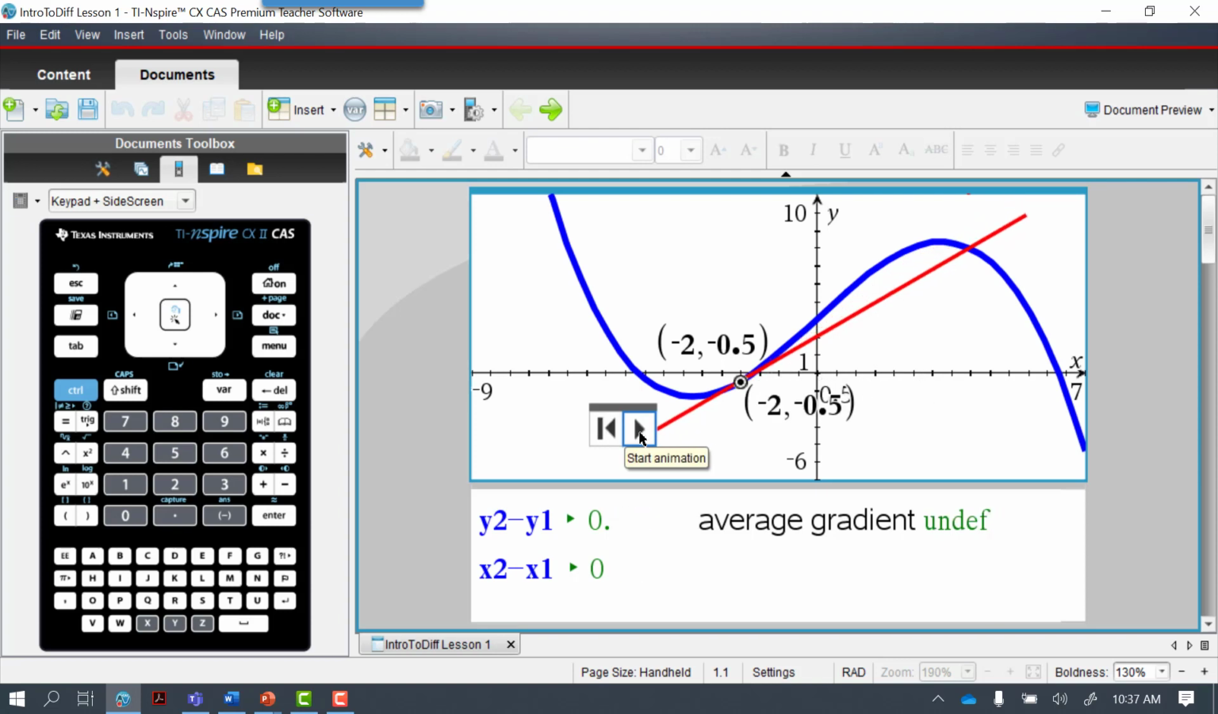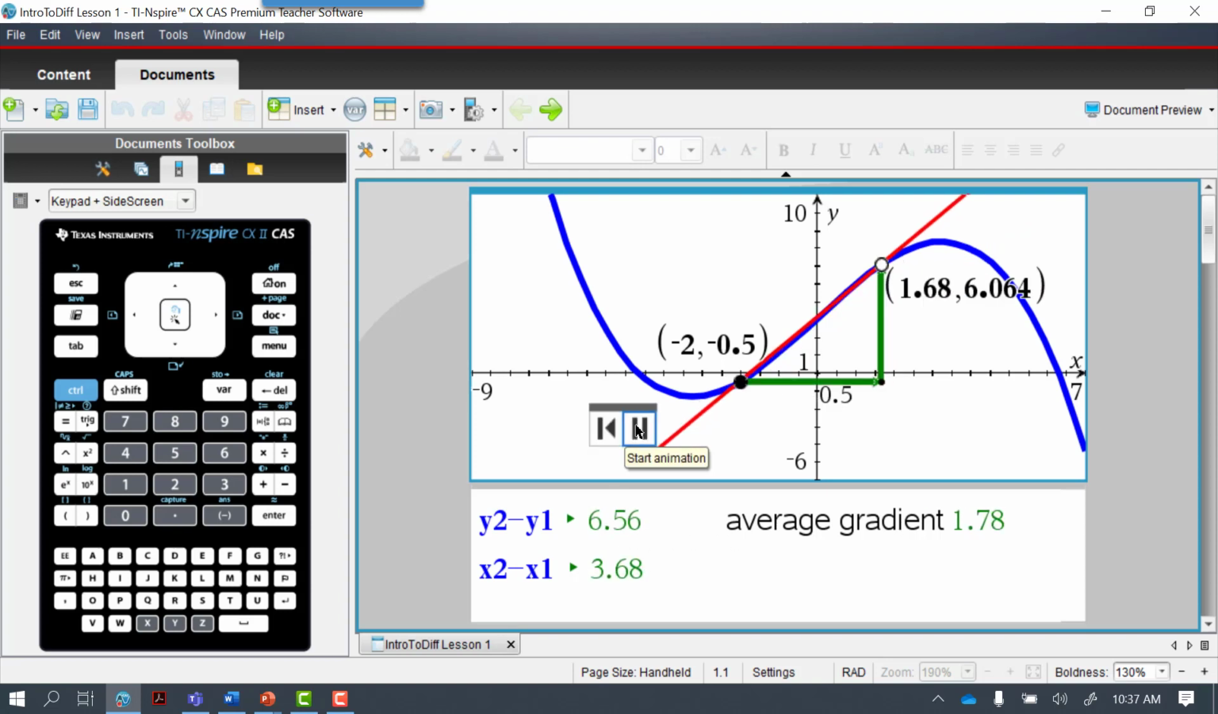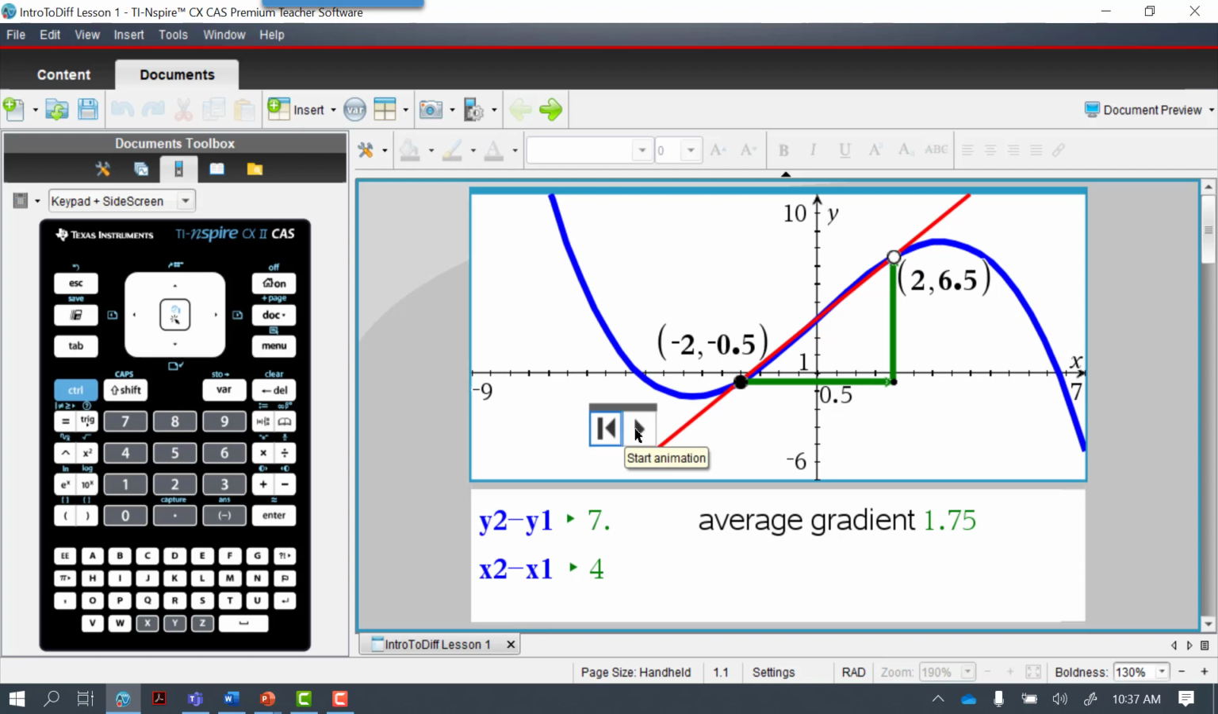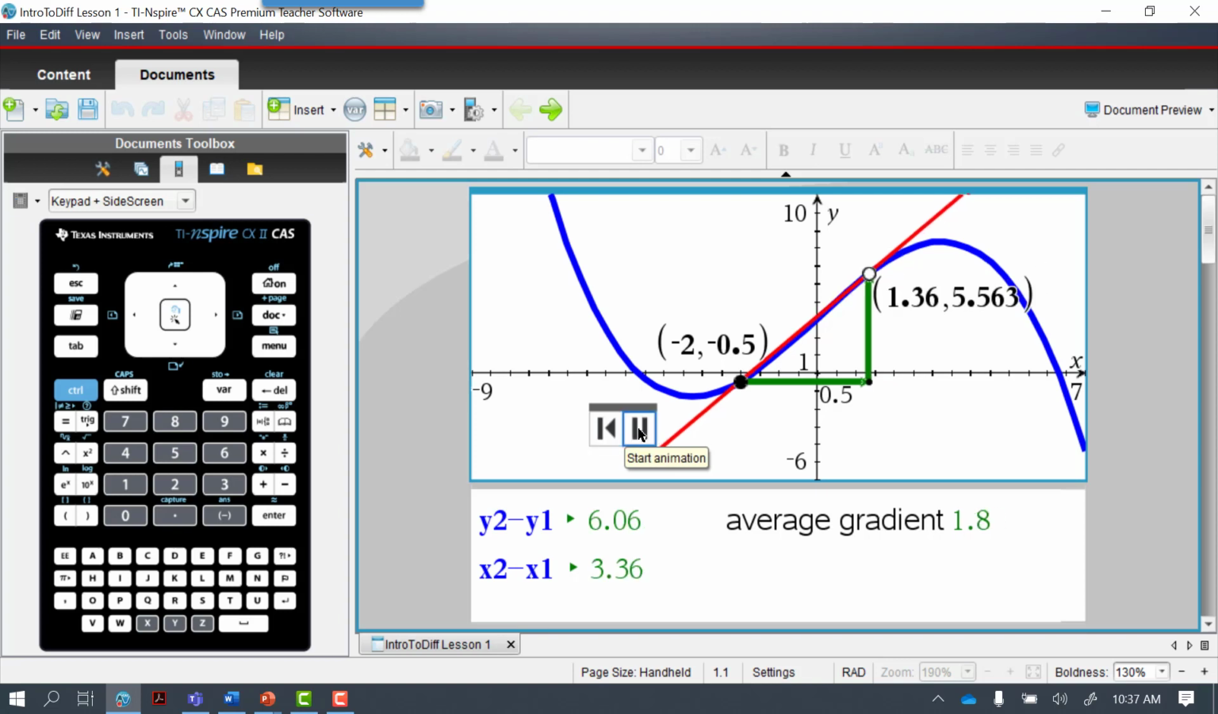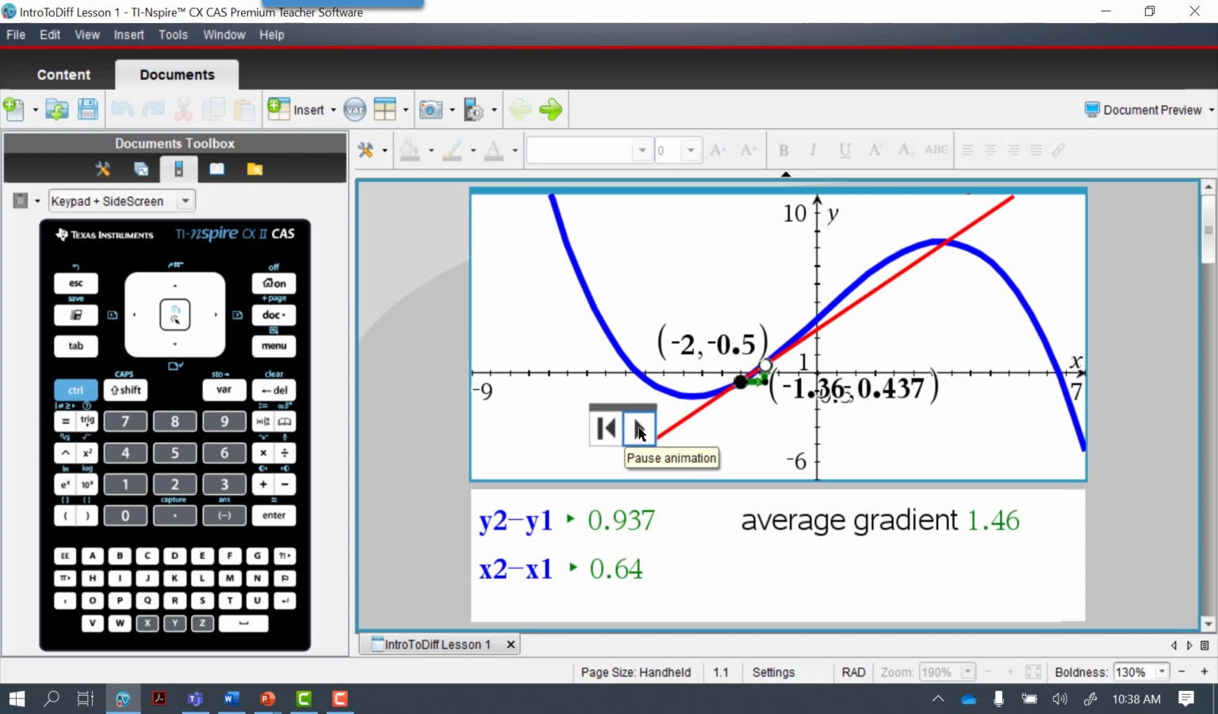Now I can't make the value of h 0, because then my denominator becomes 0, and then the gradient will become undefined. So if I just go back here, you can see that my secant is actually approximating to a tangent. So that's what really finding a derivative does. We are trying to put a tangent to a curve at any given point.